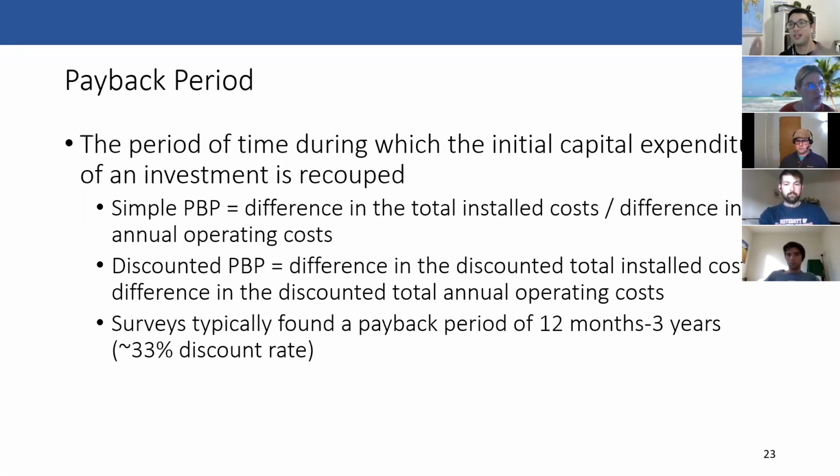If you're familiar with this concept and the equations, then it's not so difficult to calculate, but it is not as straightforward as just dividing the revenues that you're getting per year. So with a discounted payback period, which is what I'm talking about, you are applying a discount to the total annual operating costs every year.